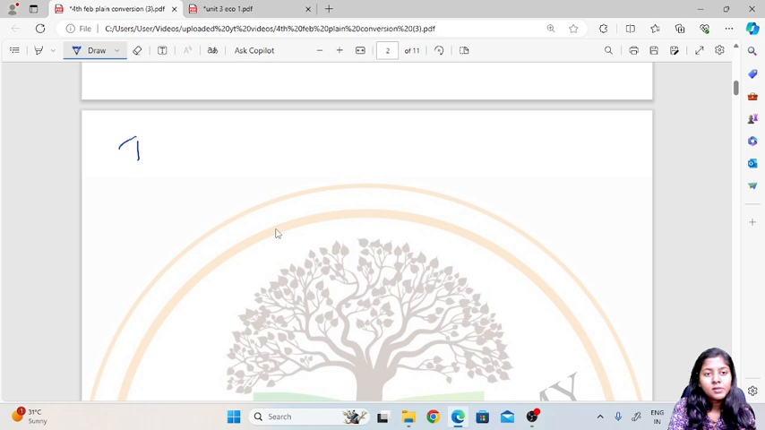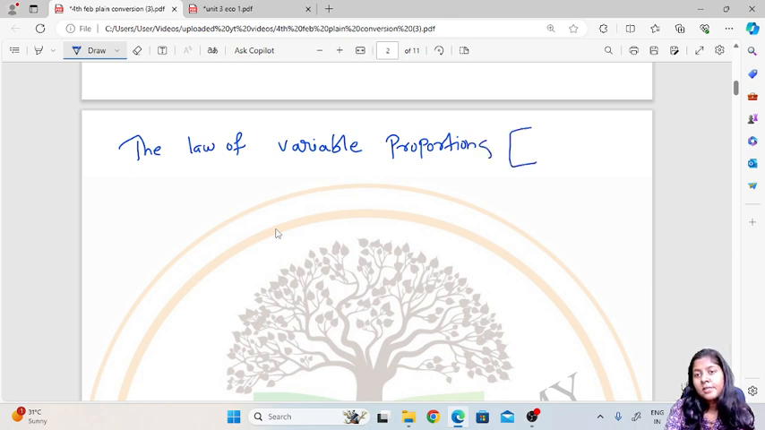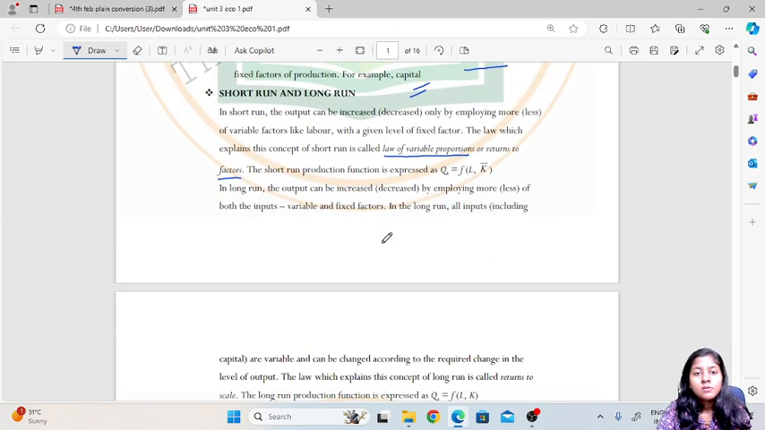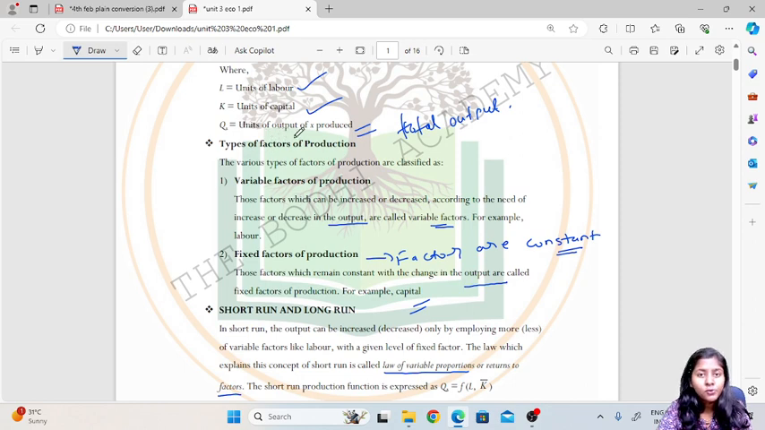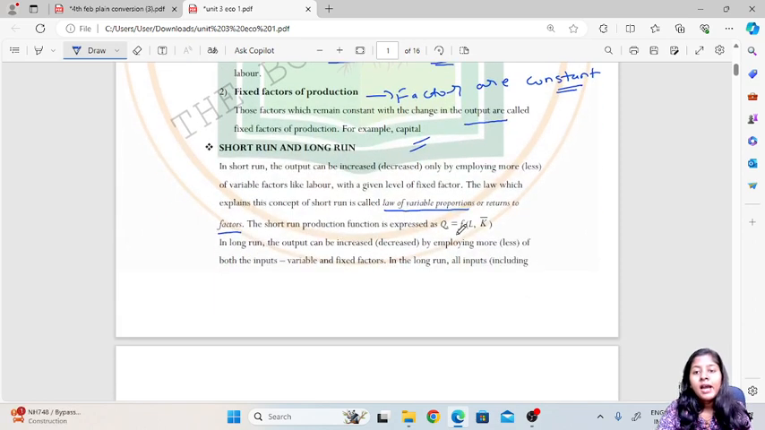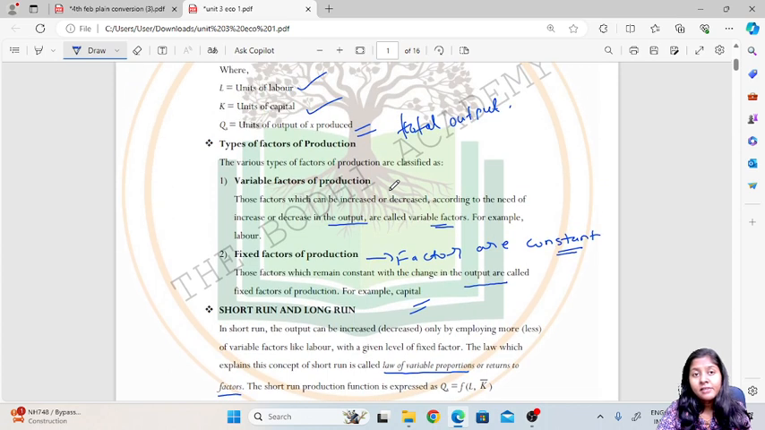So here the law of variable proportions explains the short run concept. The short run production function is expressed as Q, wherein Q is the unit of output of X produced, by taking the factors of production as labor and capital.